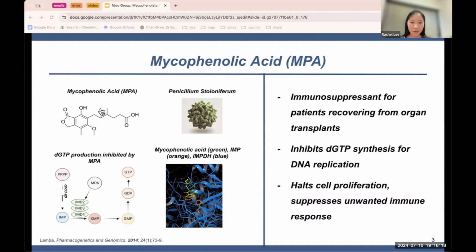Additionally, MPA has been found to be up to 5 times more potent towards type 2 IMPDH, the type most common in lymphocytes. So overall, this makes MPA a very potent immunosuppressant. It halts the cell cycle of lymphocytes at the G1/S phase checkpoint, and an unwanted immune response is prevented.